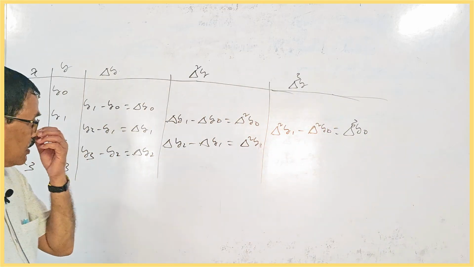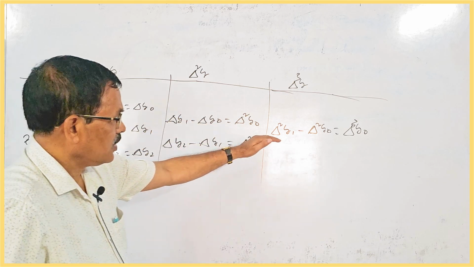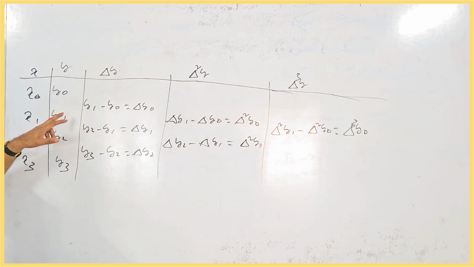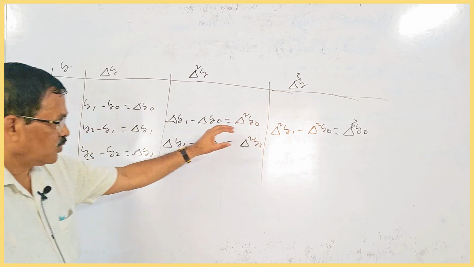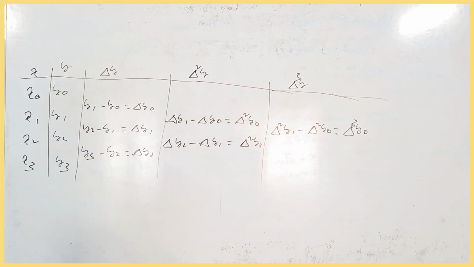Now you see, here the values go in a diagonal way. Because I am writing the value of delta y0 in between y1 and y0, that is, at the middle of this y1 and y0. So therefore, it goes in a diagonal way. That's why the name is the diagonal difference table.